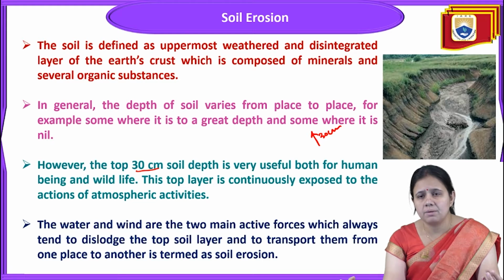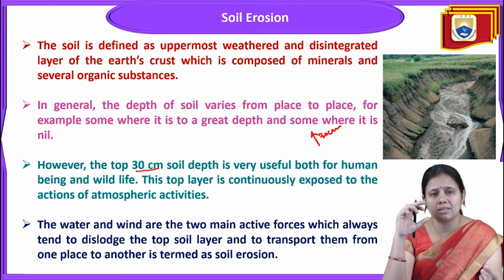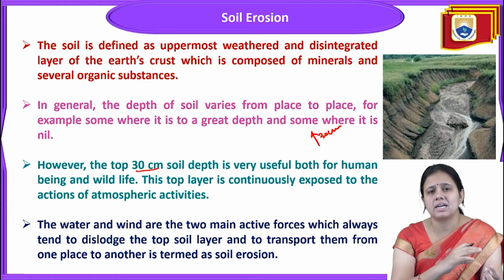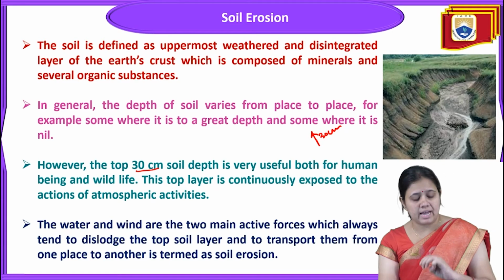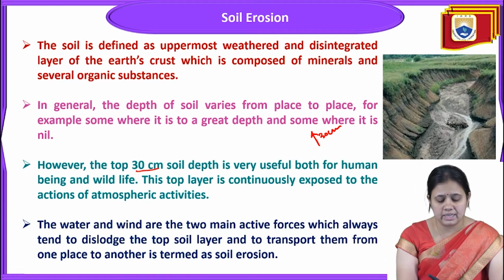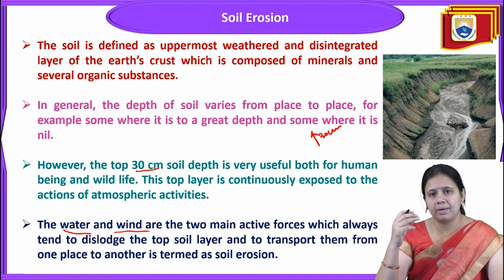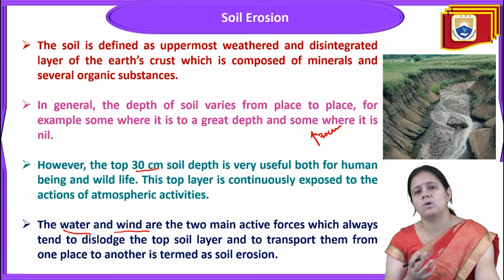And what is the main force that is continuously acting on this soil? That is where erosion comes from. That 30 centimeter of soil is continuously exposed to external forces like atmospheric activities. Water and wind are the two main active forces which always dislodge the topsoil layer and transport it from one place to another, which is called soil erosion.